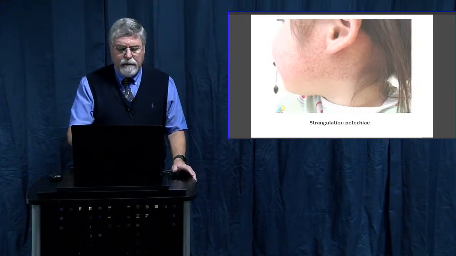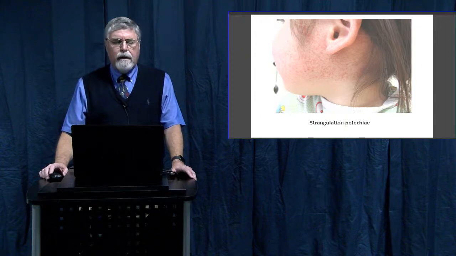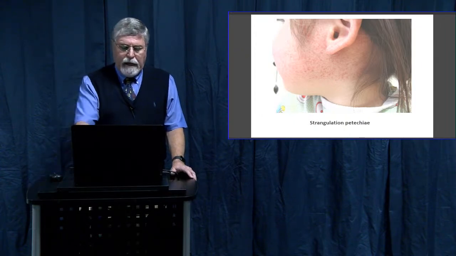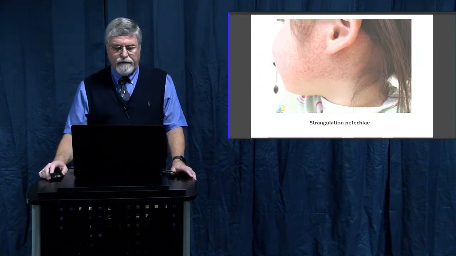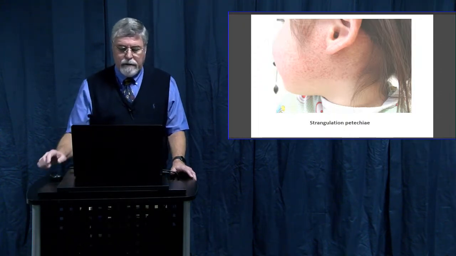If they have constriction of their neck to the point where the arterial flow is cut off into the brain, they won't have petechia. If they have the venous return cut off but the arterial flow continues, then they'll get petechia above the injury, much like you see scattered on this child.